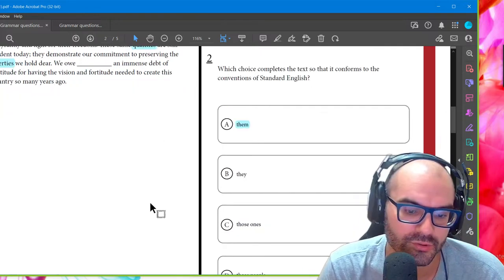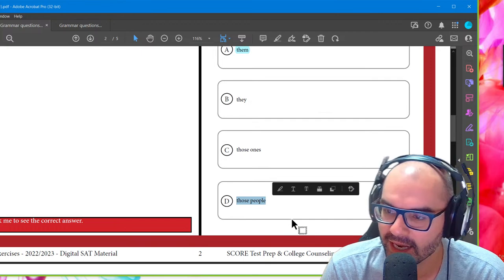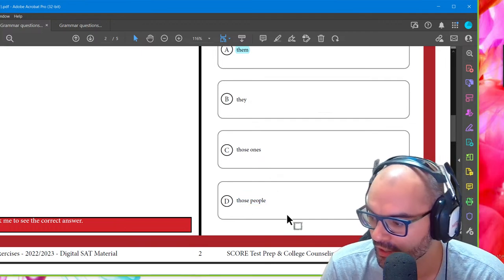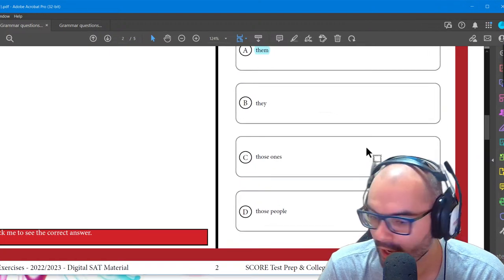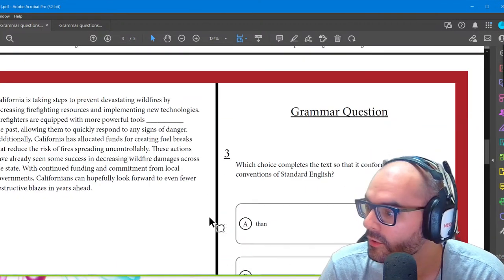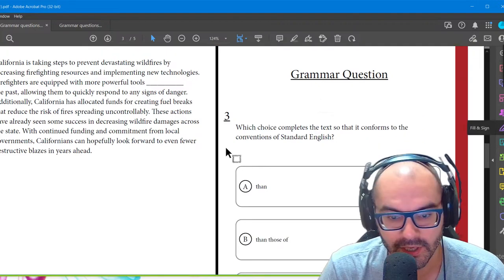So in that case, it's better to choose an answer that eliminates that ambiguity and makes it really, really clear. So that's why I would recommend that you put those people. Okay. So going on to three.